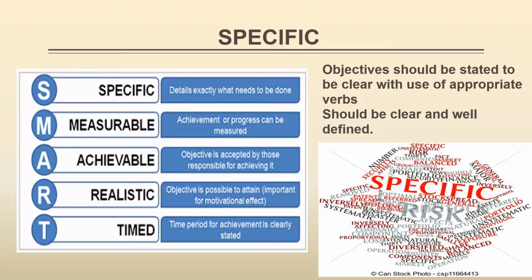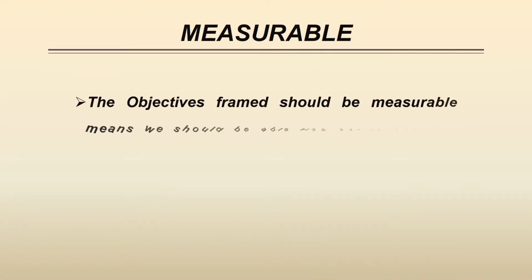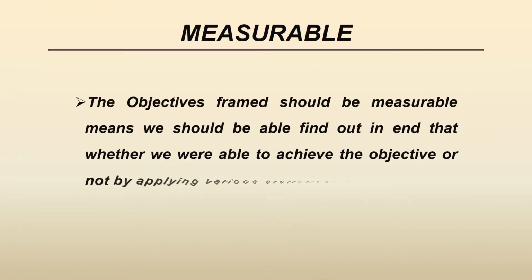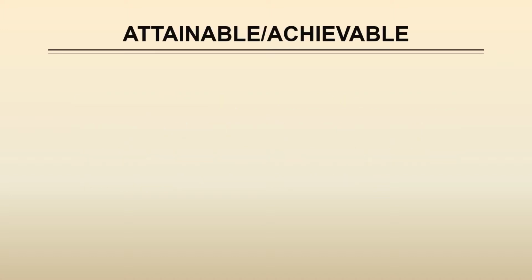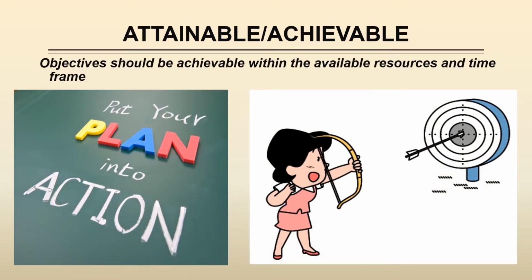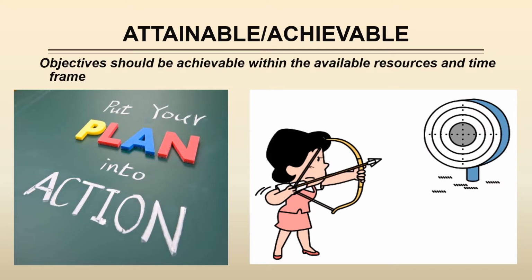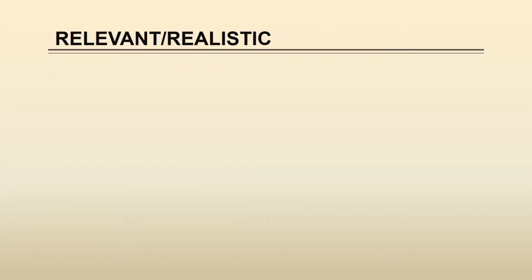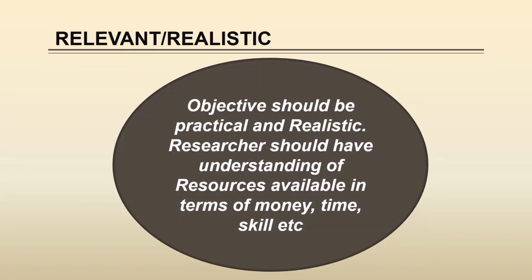The objectives framed should be measurable, means we should be able to find out in the end whether we were able to achieve the objectives or not by applying various statistical tests. Objectives should be achievable within the available resources and time frame. Overambitious objectives which are difficult to achieve should be avoided. Objectives should be practical and realistic.